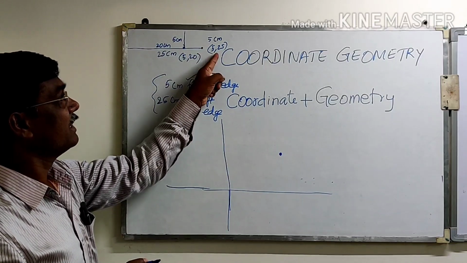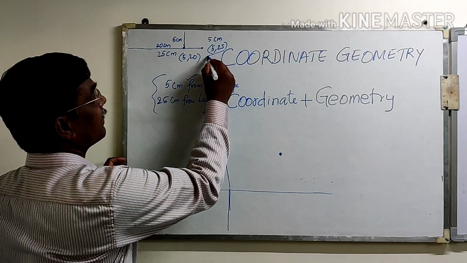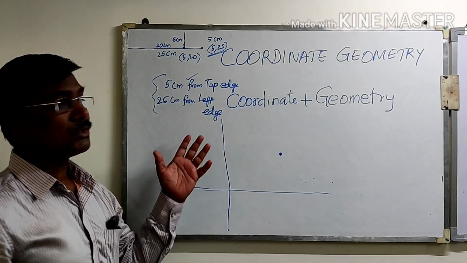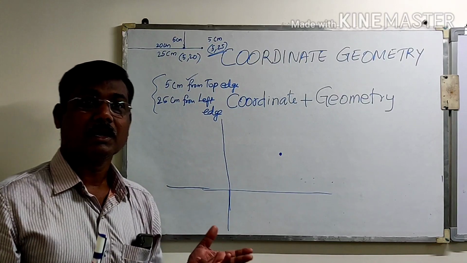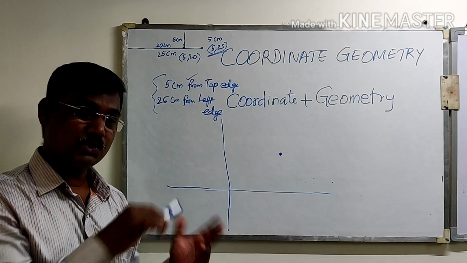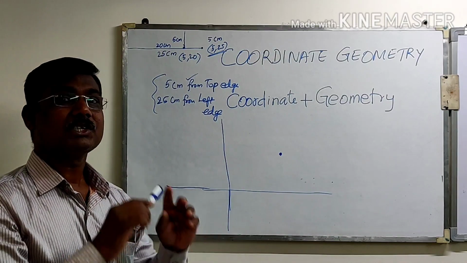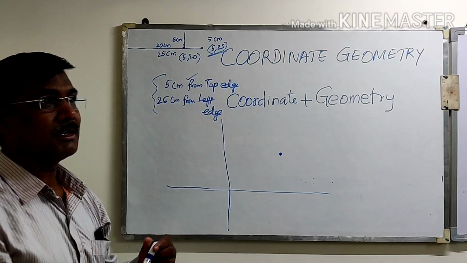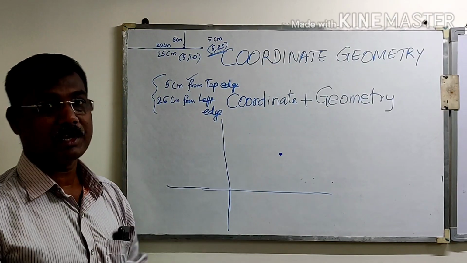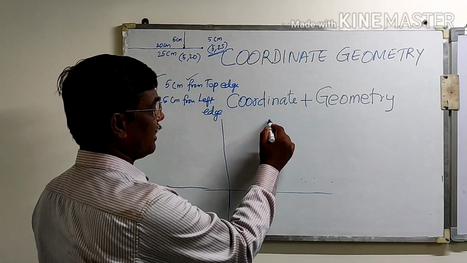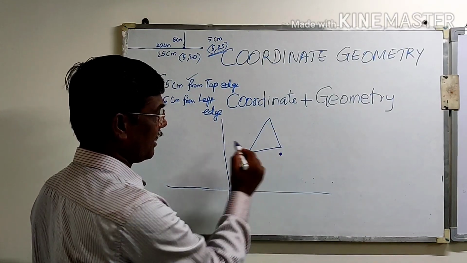This information is called the coordinate of this point. So the study of location of points, and thereby using that information, the study of geometrical figures, that is what coordinate geometry is. இப்போ let us take a triangle. Triangle is a geometrical figure.